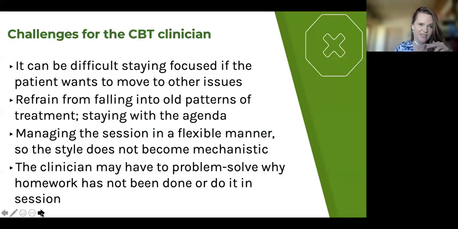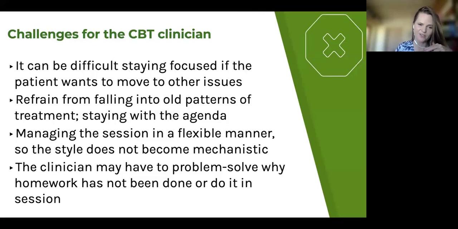So some of the general challenges for CBT clinicians include that it can be really difficult to stay on topic. Patients who are used to more open-ended forms of therapy are really going to want to come in and take the reins and digress, and it can be difficult to diplomatically redirect them. Similarly, as a provider, if you're used to a more open-ended form of therapy, it can be really difficult not to let that happen and to shift into a slightly more passive stance. So again, managing the session in a flexible manner so that you're not being robotic and the patient really understands that you are on their side and treating them as an individual.